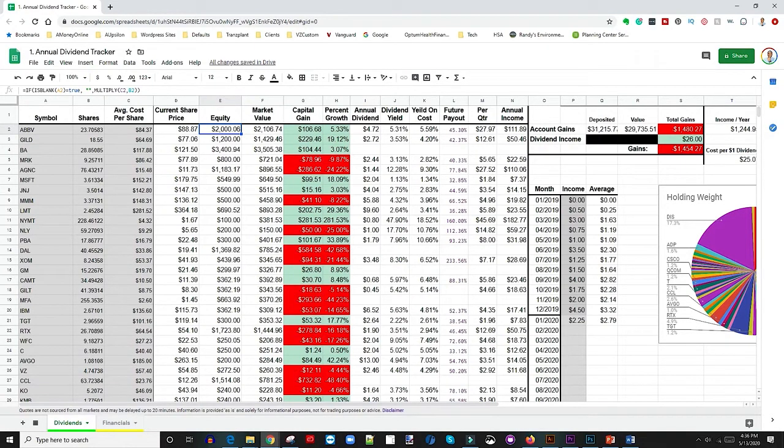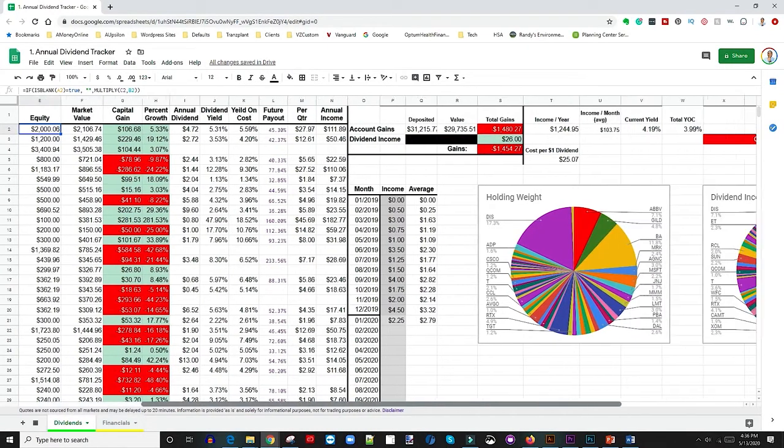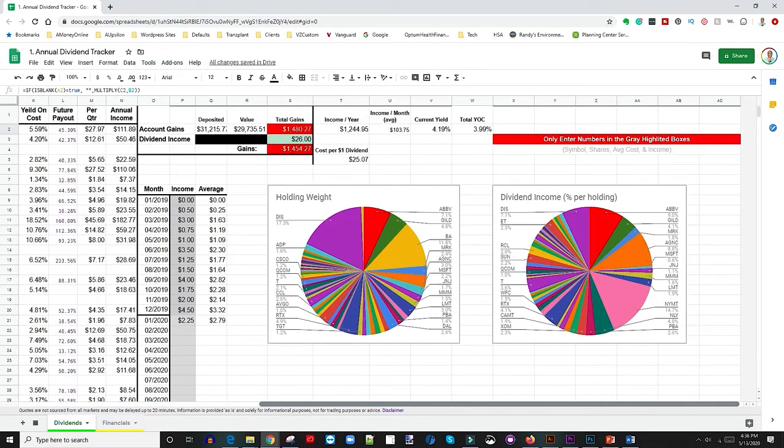In my case, if you slide this to the right, you would see more detailed information. Where I'm currently sitting is that my anticipated annual dividend income in column T is a little bit over $1,200 a year. That amounts to about a little bit over $100 a month, which is not bad.